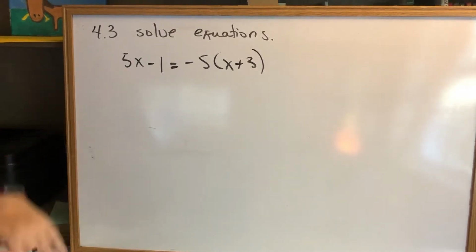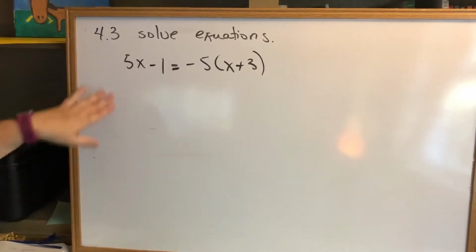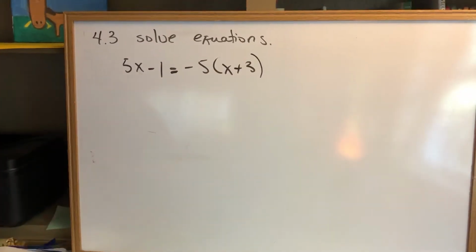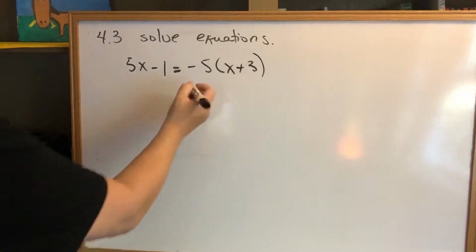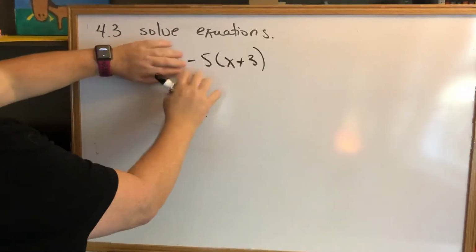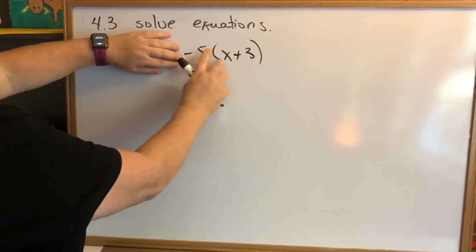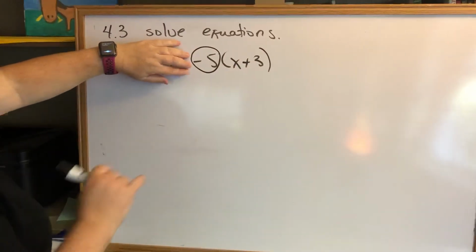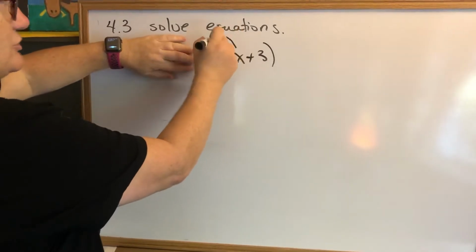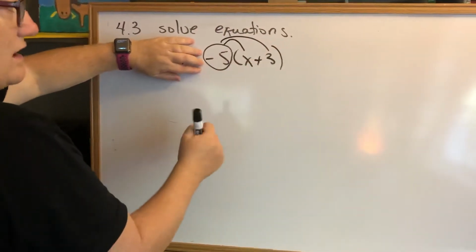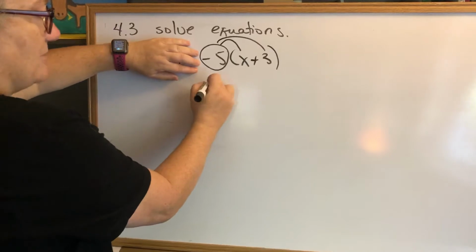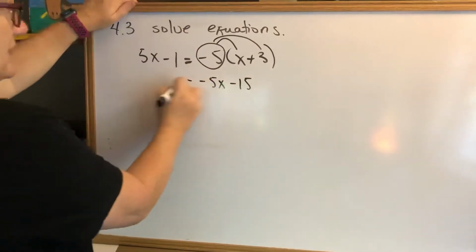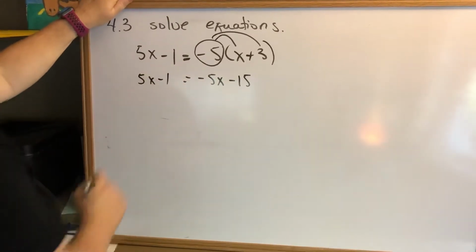Okay, here's our first example of an equation that we're going to solve. It doesn't have any fractions or decimals, but it does have these parentheses, so we need to get rid of that. If I read this left side, here's the equal sign, this says -5 times x plus 3. That means this -5 is being multiplied times the x plus 3, so I need to distribute it here to get rid of the parentheses. So on this side, it'd be -5x minus 15, and on the left side, it'd be 5x minus 1.